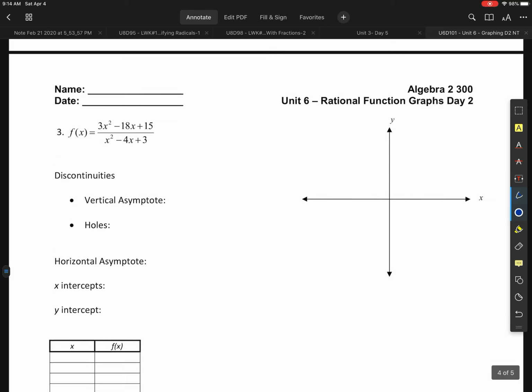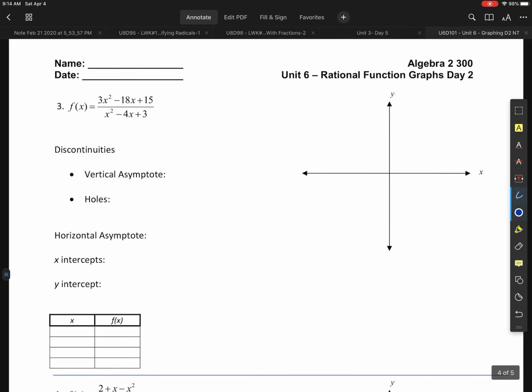All right, one more example I'm going to do together. So what do we do? We factor. GCF. 3(x minus 5)(x minus 1) over (x minus 3)(x minus 1). x cannot be 3 or 1.